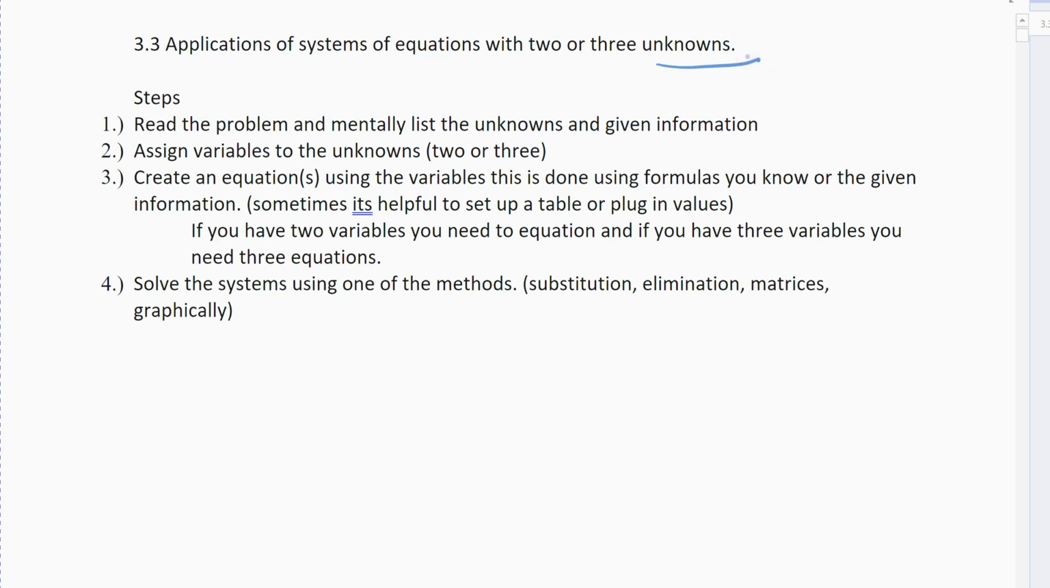Alright, so these are applications. And so we're going to be giving applications. We'll have to set up a system and then solve. And you can solve using any method. Well, I'm going to use the matrix method.